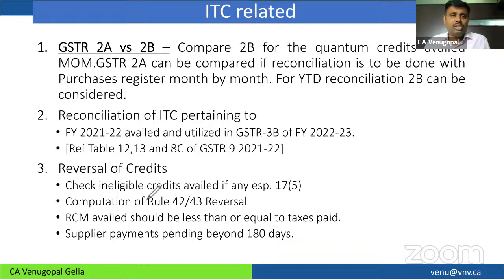In this month, you also check whether the RCM credits have been taken or not. If you have not paid to the supplier within 180 days, you have to reverse the credits. I'm sure in the last month's session, you have noticed that not just the reversal of the credits where the supplier payments are not done, you also have to reverse the credit if the supplier has not filed his 3B. So you have to be very diligent about it.